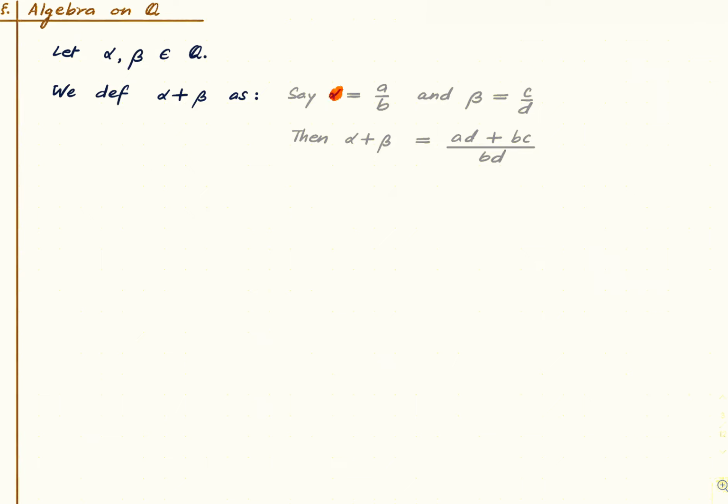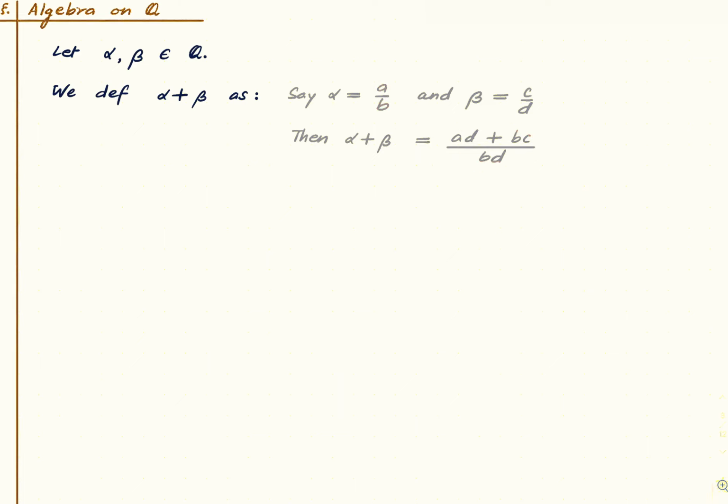representation of alpha as a by b because a by b can be equal to a prime by b prime. For instance, a by b is the same as 2a by 2b. So what if we use some other representation and use that to add alpha and beta? What I'm saying is, to define the addition of alpha and beta, we first took a representation of alpha and beta in some way, and then used that representation to define the addition. In different representations, these numbers would be different, and then it is unclear if you would get the same equivalence class. But you do actually get the same equivalence class.